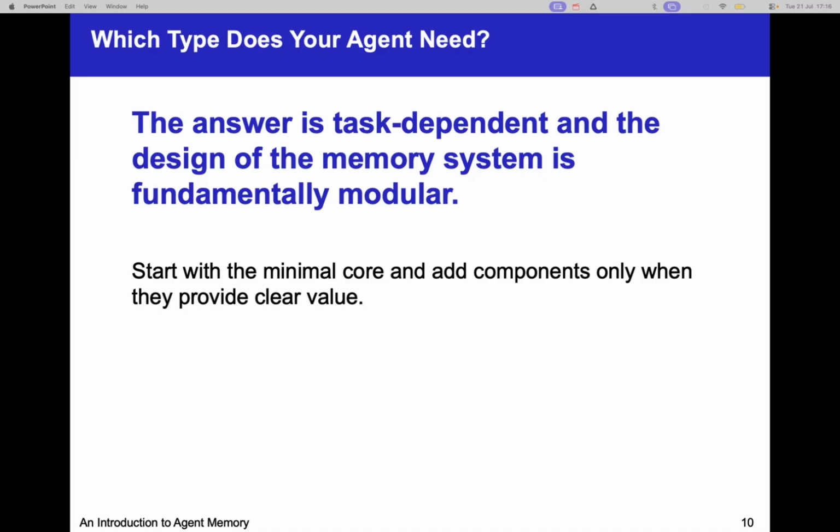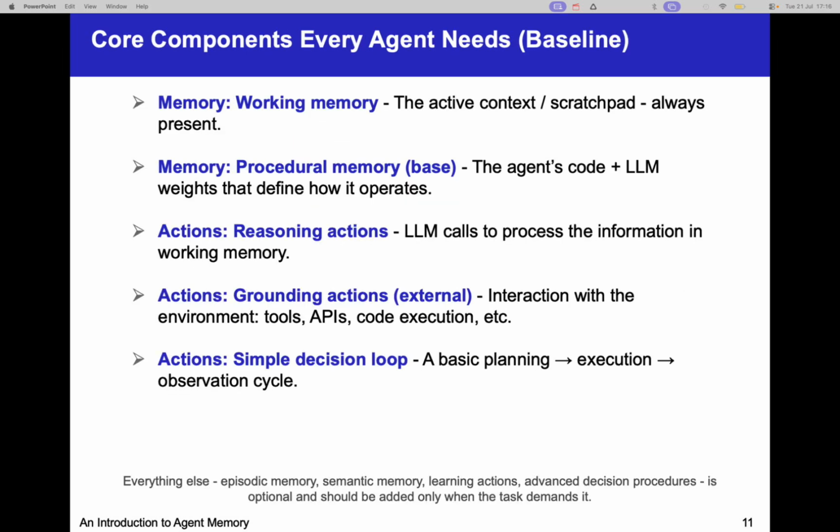So yeah, which types does your agent need? Well, we start with the minimal, simple core, and then you just add components that provide clear value. The baseline is typically you need working memory, otherwise you can't do anything. That's your Claude session or your Codex session. Now, if you want procedural memory, that's basically when you add skills, right?